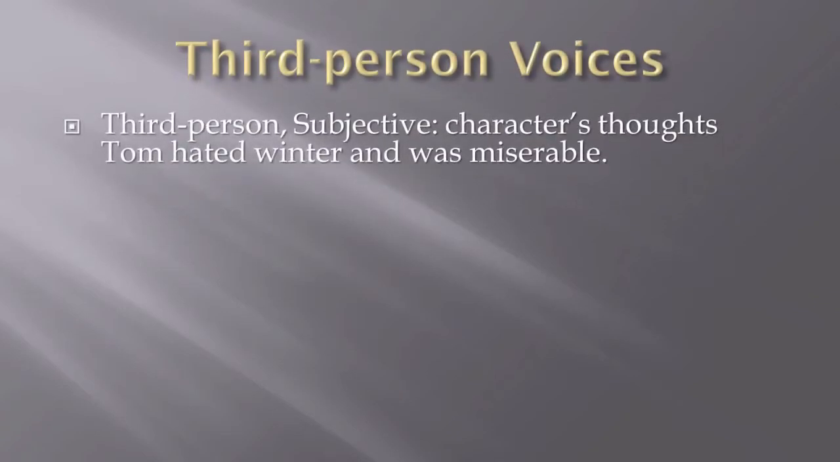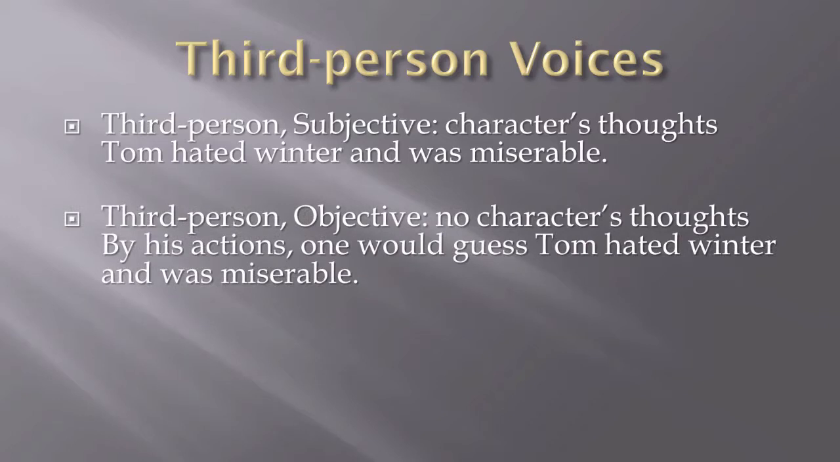Third person has its own particular voices. If we look at it, we have a subjective voice, which means that the narrator knows of the character's thoughts. He is aware of 1 or 2 characters' thoughts and can convey a character's thoughts and feelings. An example would be Tom hated winter and was miserable. The narrator knows what Tom is thinking.